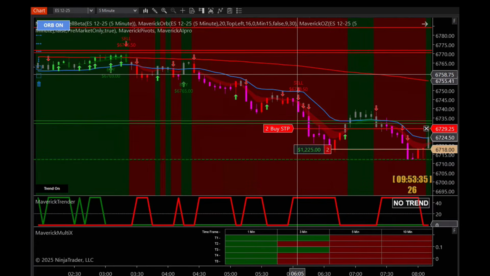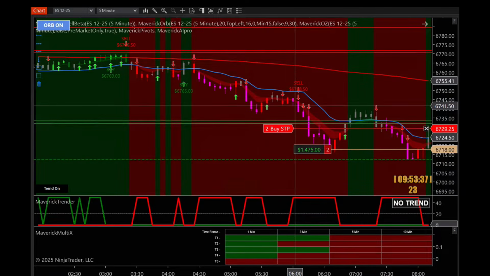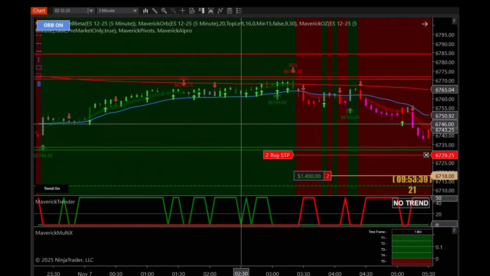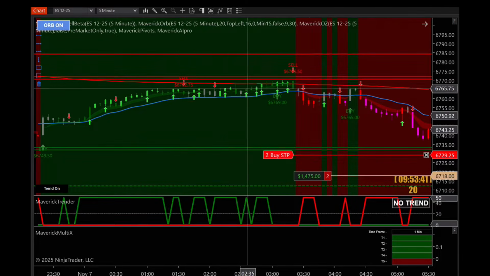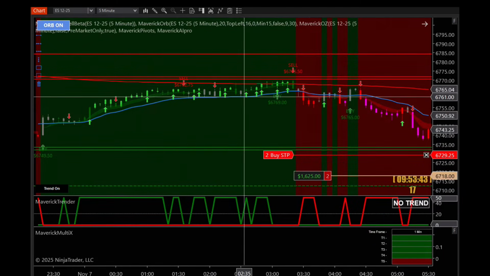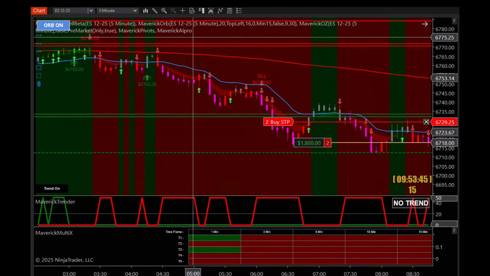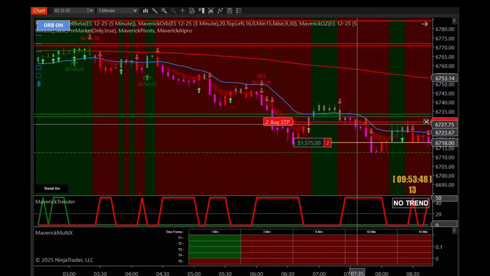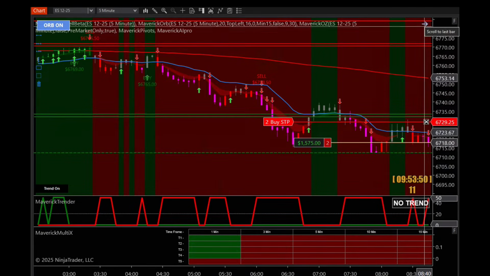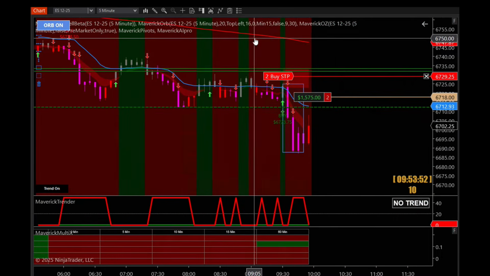So see this blue line here? When you're below it, you go short. When you're above it, you go long. It's that simple. Long above the blue line, short below the blue line, okay? So we broke below the Maverick guide.